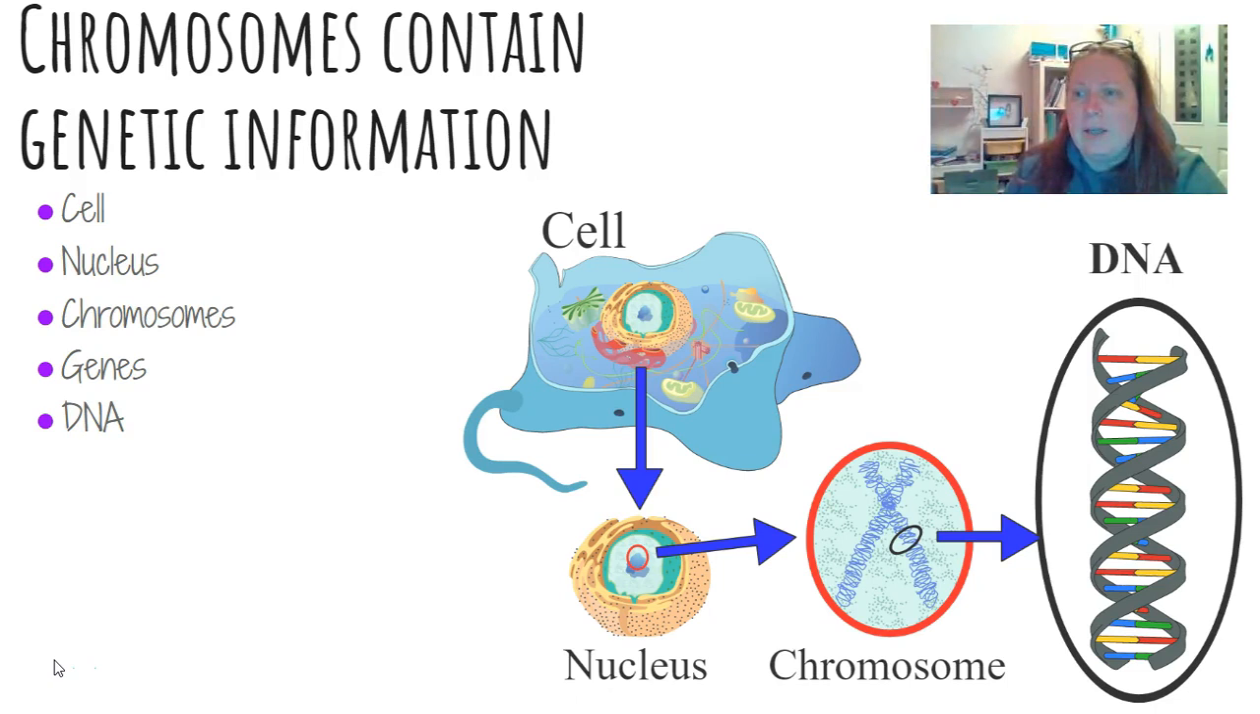For example, hair color. Body cells normally have 2 copies of each chromosome, one from the organism's mother and one from its father. So humans have 2 copies of chromosome 1, 2 copies of chromosome 2, etc. Human cells have 23 pairs of chromosomes.